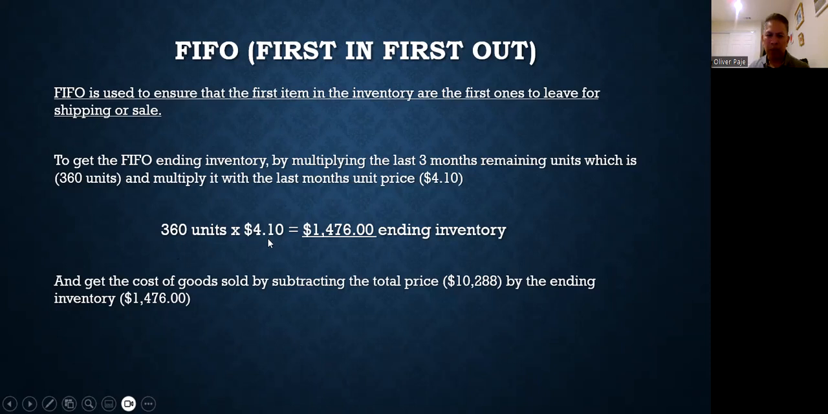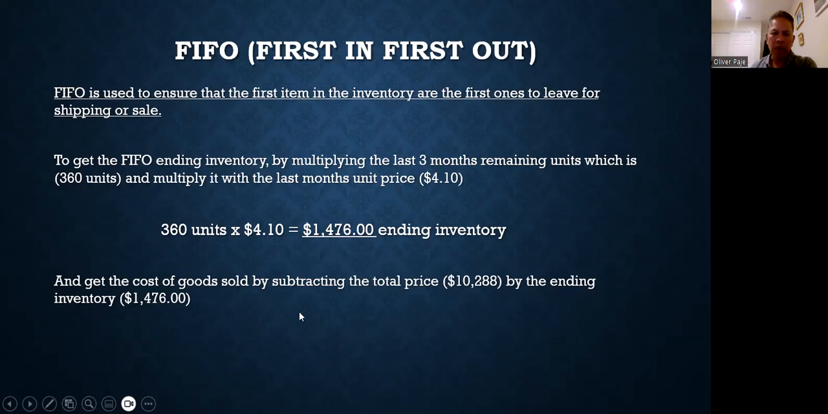Multiply it with 4.10, you will be able to get 1,476 as ending inventory for the first in, first out method. So this is the first in, first out ending inventory.